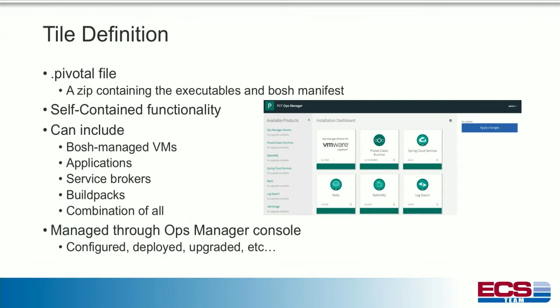So hopefully this isn't news to most of the folks in the room, what a tile is. It's a .pivotal file. It's just a zip containing the executables and the BOSH manifest. It's all that self-contained functionality like we were talking about before. It's a single unit you can carry around, put anywhere you want to go. It includes the BOSH managed VMs if you want to spin up, say, MySQL instances on VMs outside the ERT. Application service brokers, you can even put buildpacks in there if you feel like getting crazy. Managed through the Ops Manager console, and hopefully most of the folks here have seen that.